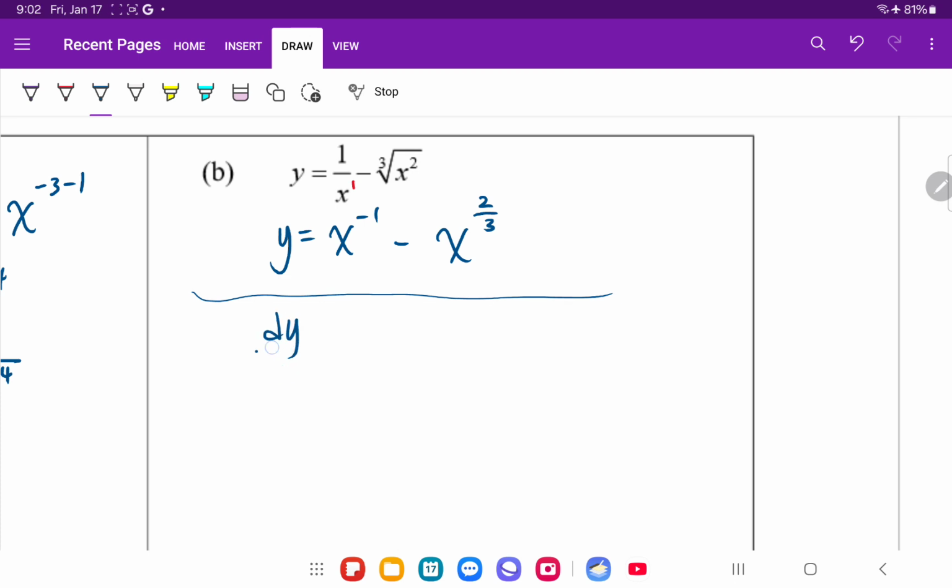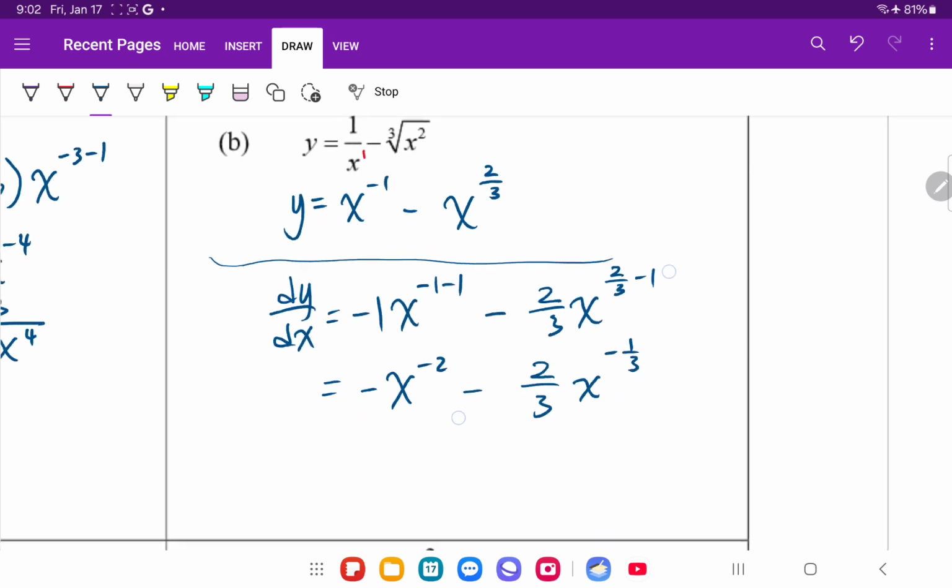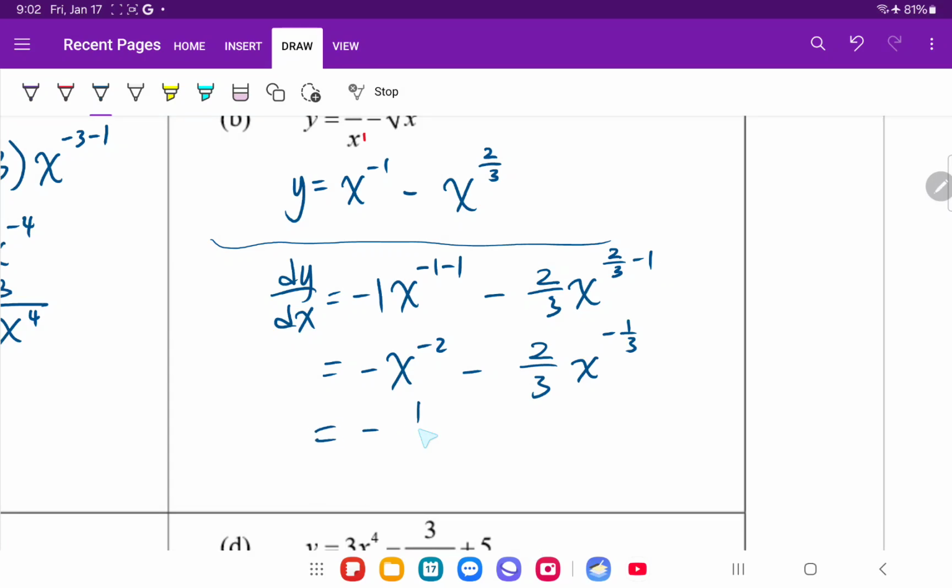Power rule. dy dx is negative 1 comes down, x remains, power minus 1. Minus 2/3 comes down, x remains there, 2/3 subtract 1. Negative x power negative 2 minus 2/3 x power negative 1/3. Let's simplify this. This is negative 1 on top and x squared below. This is 2 on top, 3, and then x power 1/3.